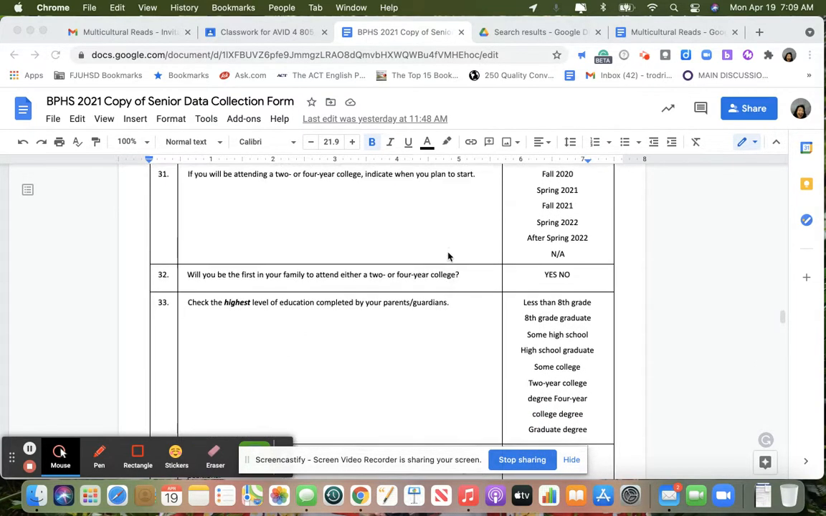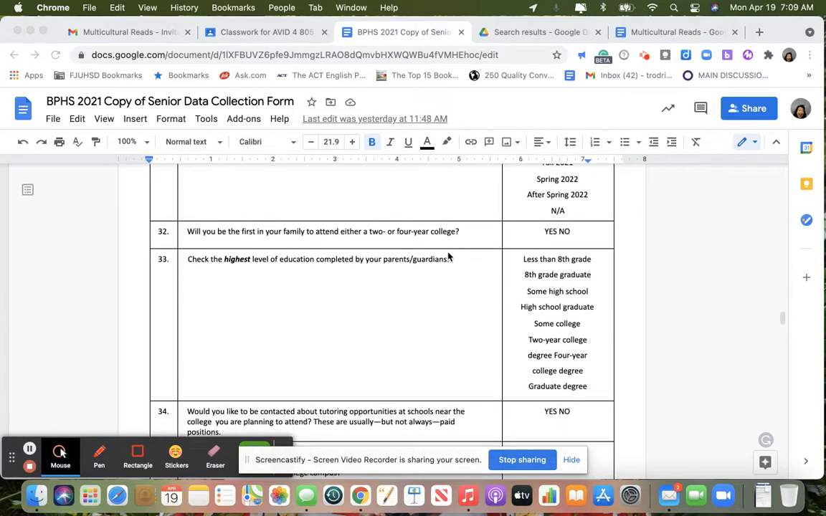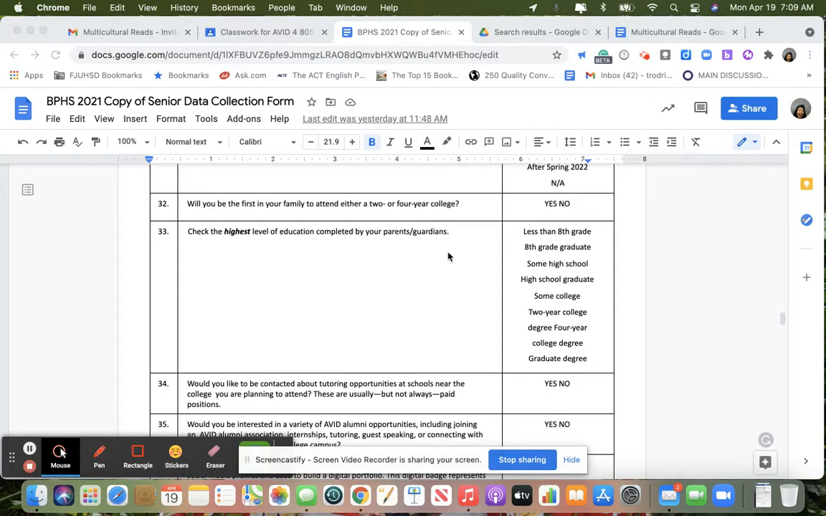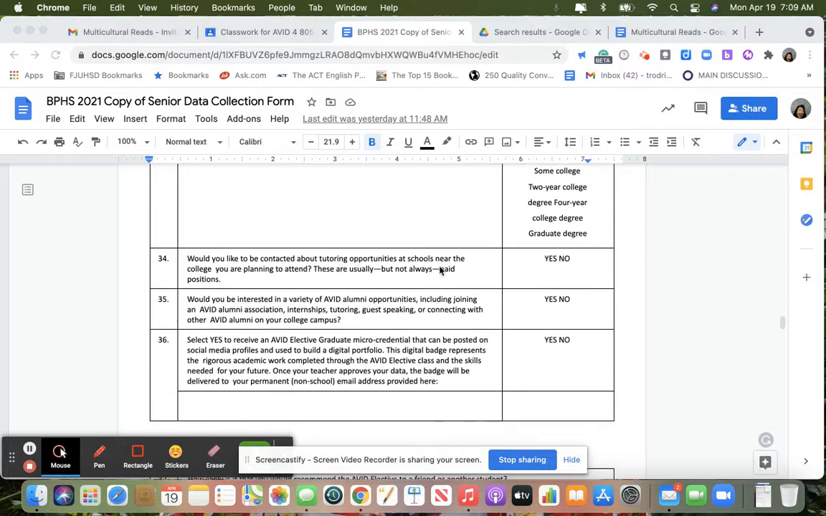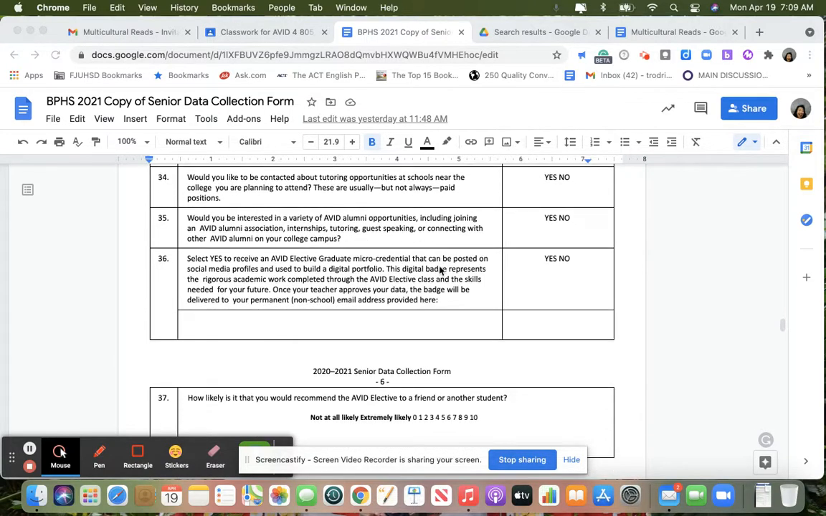And please make sure that you are indicating, again, the highest level of education completed by your parents. Again, that's to give them a frame of reference for the population that they are working with. The last 3 or 4 are for them as well as for us, actually. So each year we hire AVID tutors, and it always helps us to have tutors who were part of the program as students because you know how it's supposed to go.